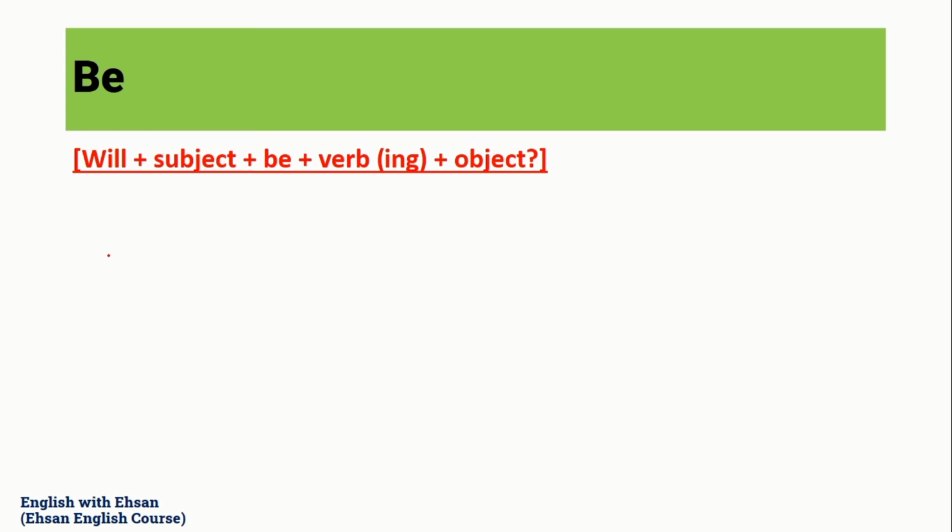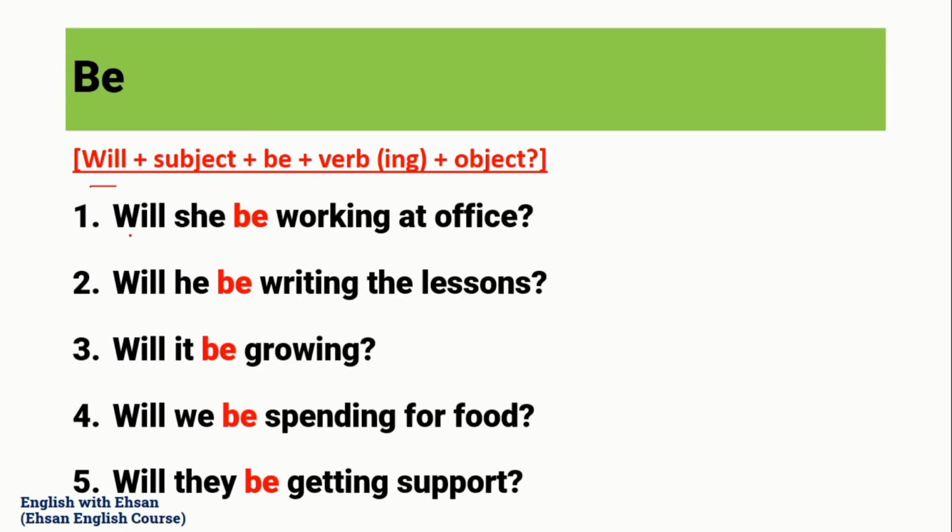Okay, here we have our structure: will plus subject plus be plus verb plus ing plus object. Number one, will she be working at office? It's our question form. And number two, will he be writing the lessons? Number three, will it be growing? Number four, will we be spending for food? Number five, will they be getting support?